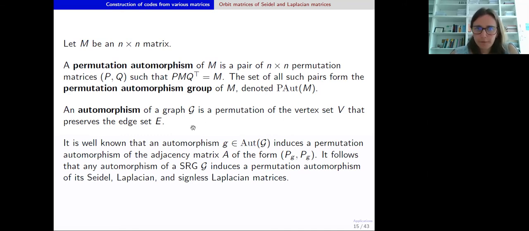To remind you, an automorphism of a graph G is a permutation of the vertex set that preserves the edge set. It is very well known that an automorphism of G induces a permutation automorphism of the adjacency matrix, which is of this form. And it easily follows that any automorphism of a strongly regular graph induces a permutation automorphism of its Seidel, Laplacian, and signless Laplacian matrices. This was important to have, because if you can now define this permutation automorphism group and connect it with the Seidel, Laplacian, and signless Laplacian matrices, then you can have an action.